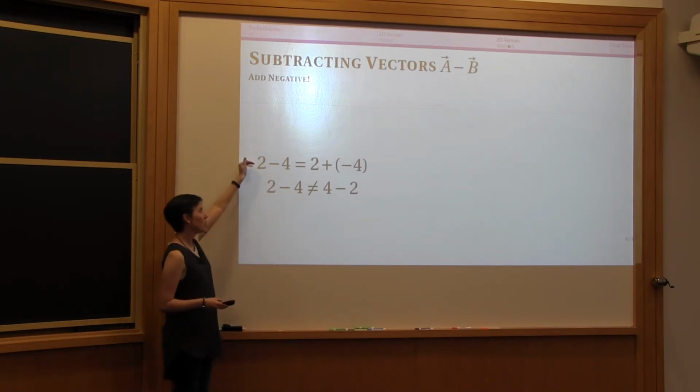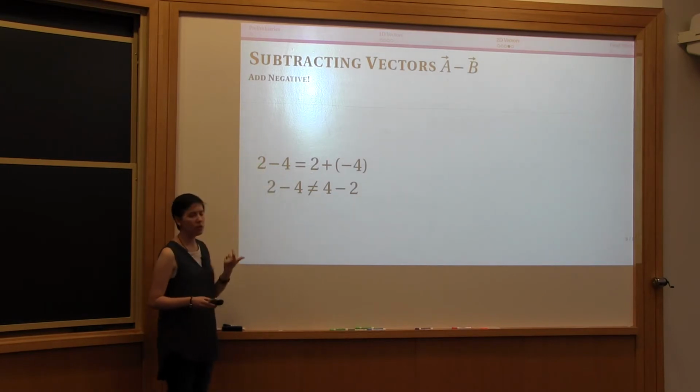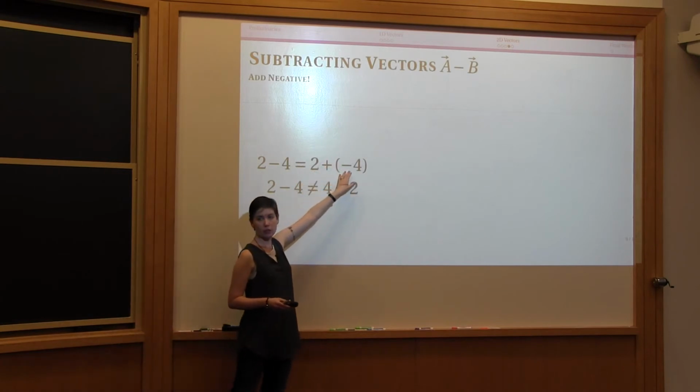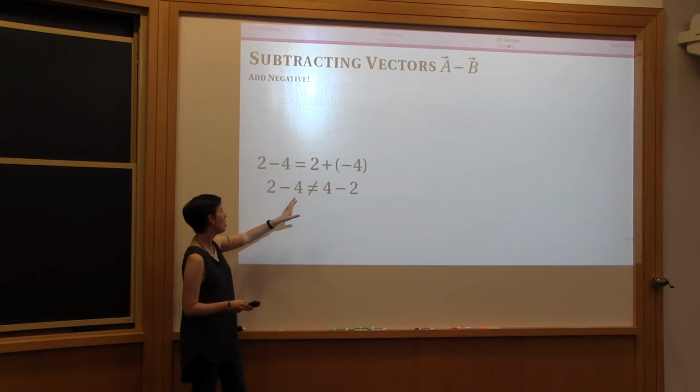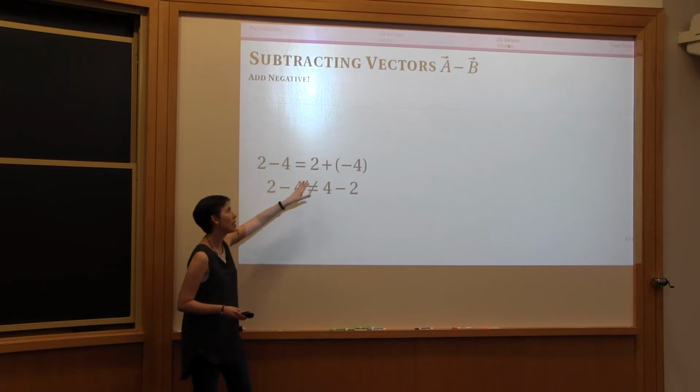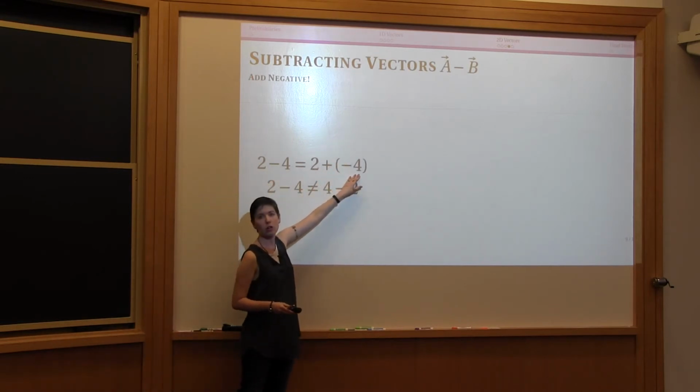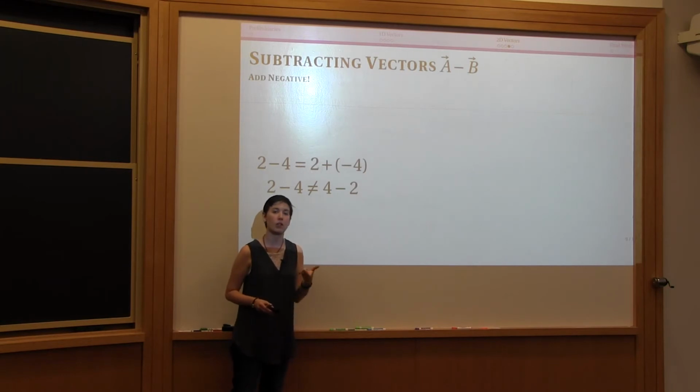The first is that if I want to subtract one number from the first number, I can think of that as adding a negative number. So this isn't anything special about vectors. This is just how math works. So 2 minus 4 is the same as 2 plus minus 4. We're going to use that idea when we subtract vectors.